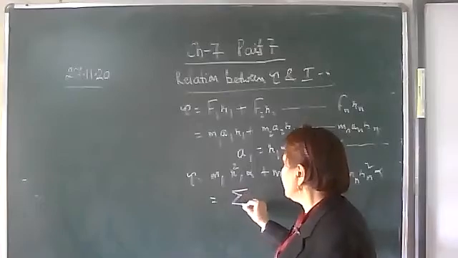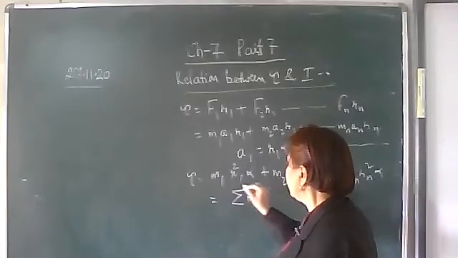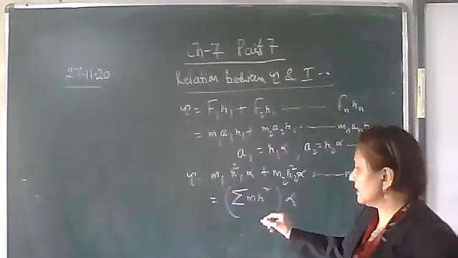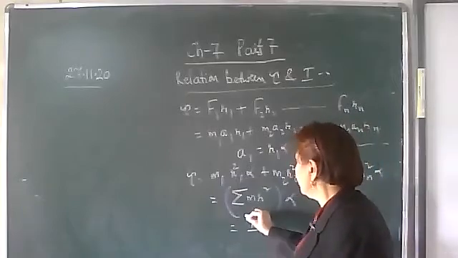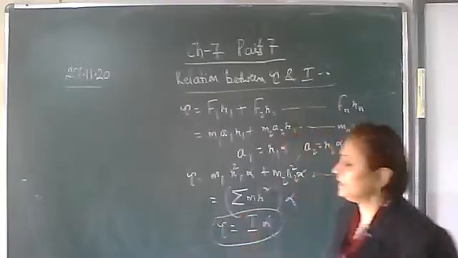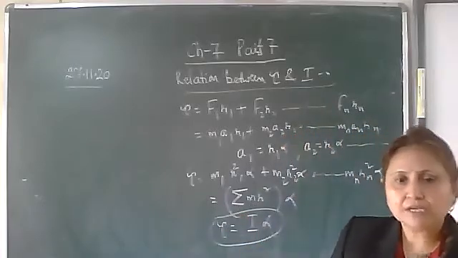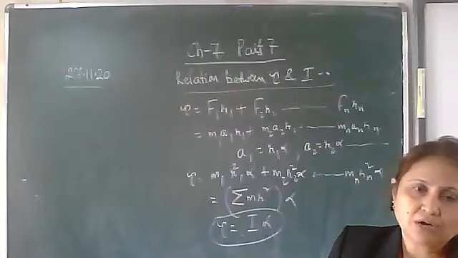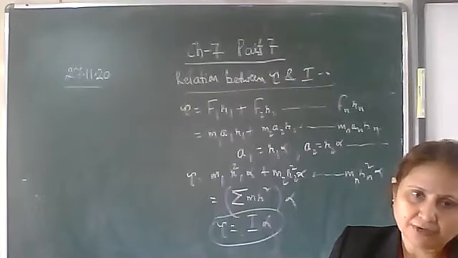which we know is equal to the summation of m r square, into alpha. What is this summation of m r square? This is the moment of inertia. Hence, tau is equal to I into alpha. So the relation between torque and moment of inertia is tau is equal to I into alpha.